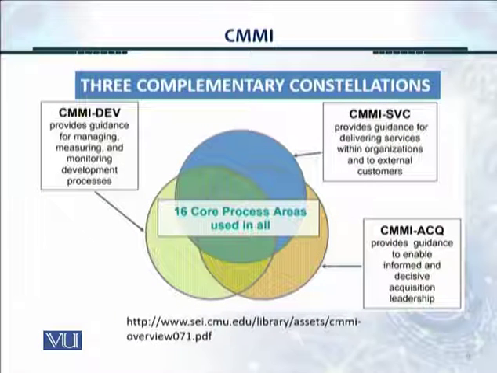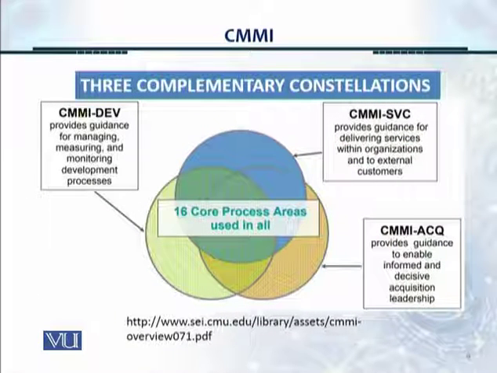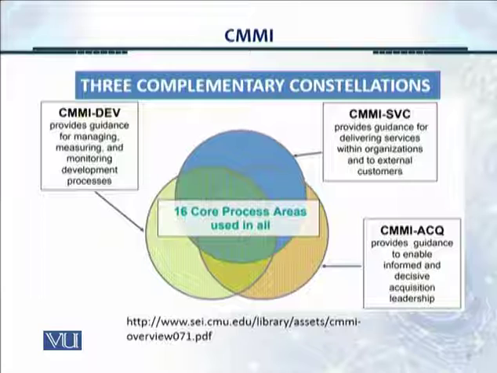So this is a diagram showing the 3 separate constellations that we have for CMMI. There's one related to development. CMMI Dev provides guidance for managing, measuring, and monitoring development processes, and this is what we use in the software industry. And then there's CMMI Service, which provides guidance for delivering services within organizations and to external customers. And then there's CMMI ACQ, which is CMMI Acquisition, which provides guidance to enable informed and decisive acquisition leadership. And in all, there are 16 core processes which are used in all of these 3 constellations.